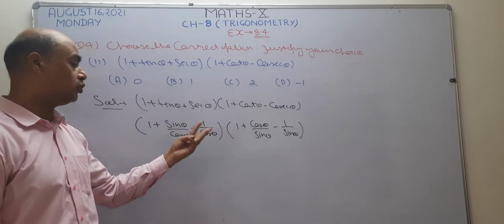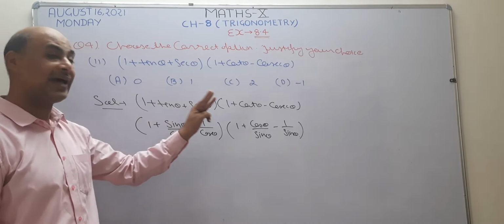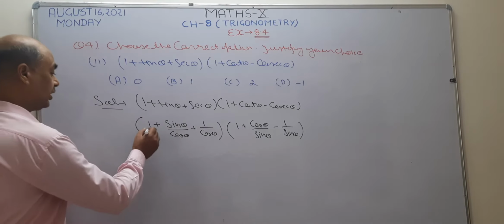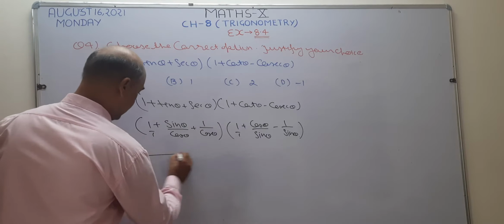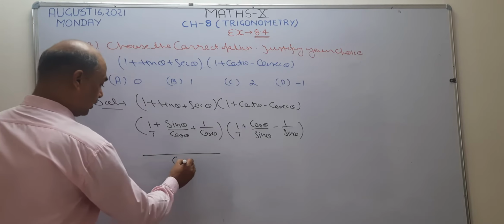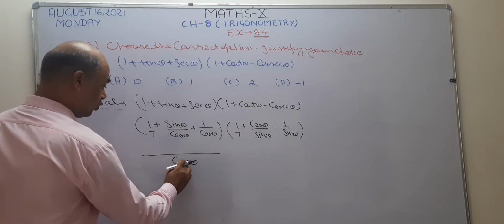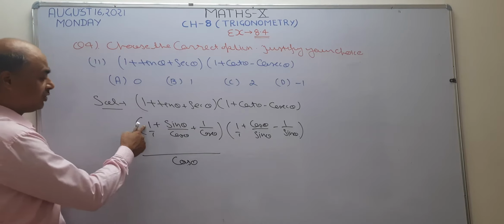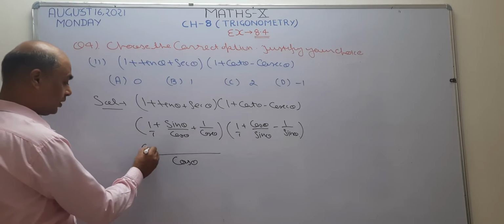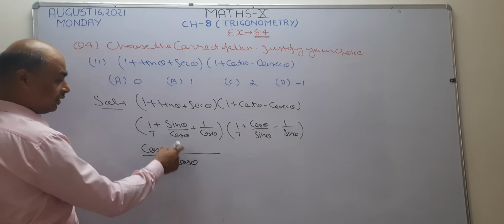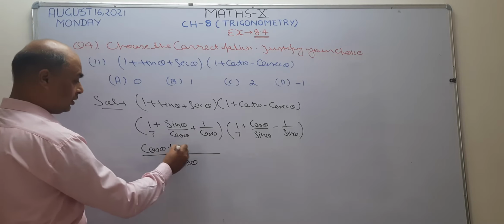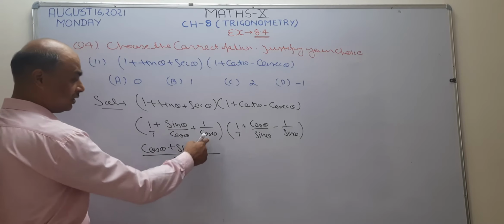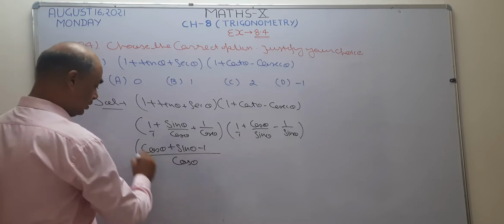After that, I want to use the third step. In the third step, I want to take the LCM of all the terms. What is the LCM of these terms? Cos theta. I write here cos theta. Now 1 is there, it means this number is going to multiply with this LCM. So this becomes cos theta. Cos theta is cancelled with cos theta. What is left? Sin theta. Again this one is cancelled. What is left? 1. Clear?